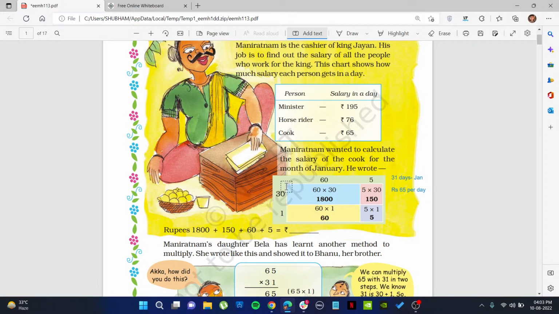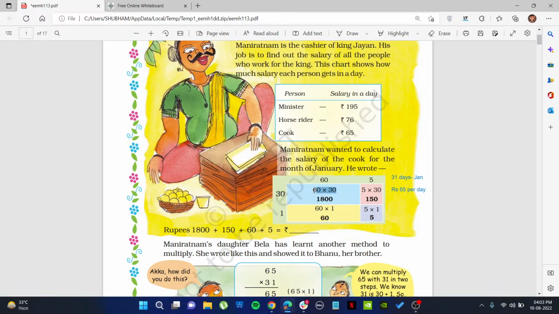Here let me tell you how the calculation has been performed. Okay, here 31 days has been broken into 30 and 1. Okay, similarly the amount 65 has been broken into two parts, which is 60 and 5. So here we can see 60 and the remaining 5 here. Similarly for days 30 and 1 here. Okay, so what is happening here?